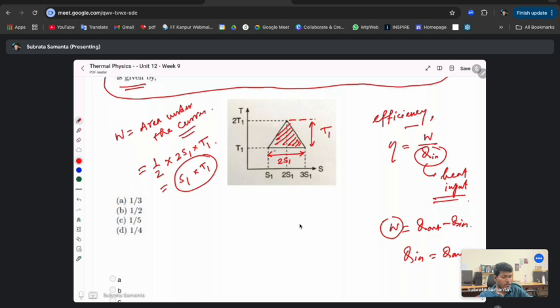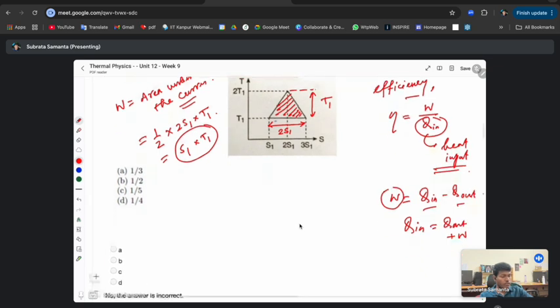Yes, this is Q in minus Q out, QH minus QL. So Q in is Q out plus W. We choose the convention where both Q in and Q out are positive. So then we know W is this.